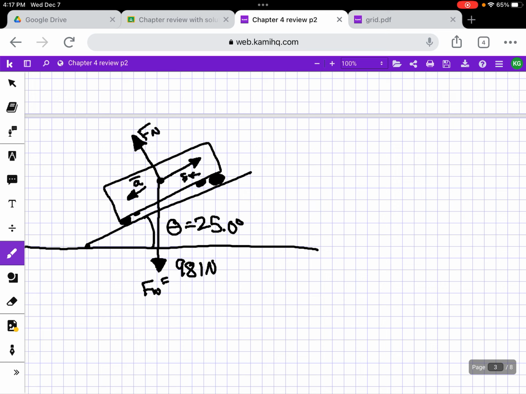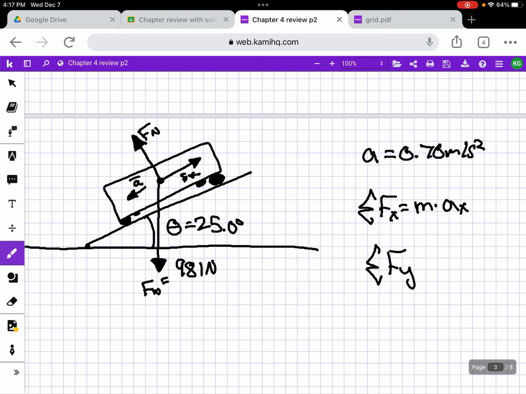They don't give us that, but we were given acceleration, and that was 0.70 meters per second squared. That's your indicator that we are definitely going to use Newton's second law, plus we pretty much use it on every problem. So we're going to sum the forces in the x and set it equal to mass times acceleration in the x, and possibly even sum the forces in the y and set it equal to mass times acceleration in the y.